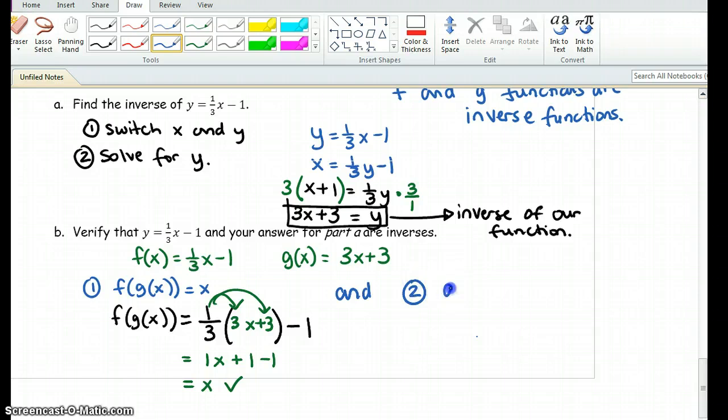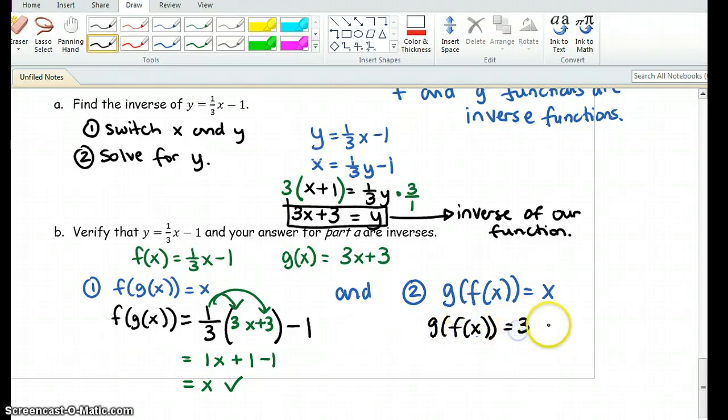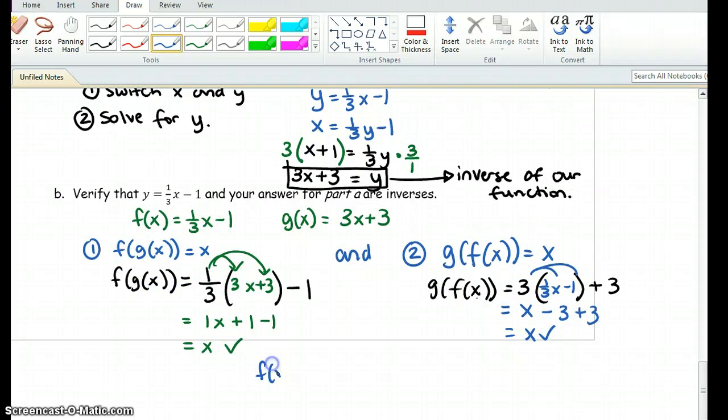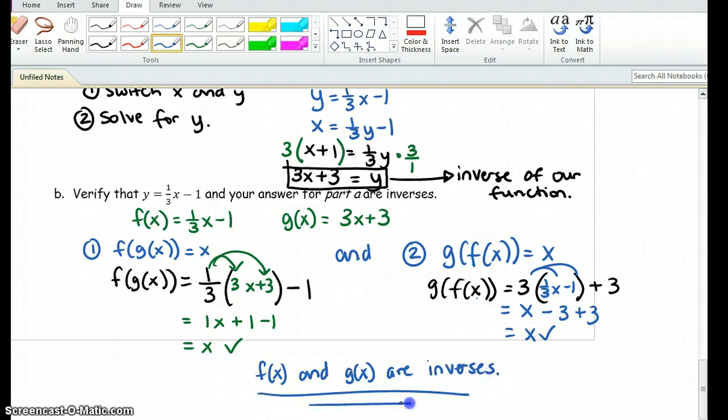We need to prove the second part, which is g of f of x has to equal x. So I'm going to write g of f of x and start with the g function, because that's the first one I see. So 3, instead of writing x, open parentheses, plus 3. And inside those parentheses will come 1/3 x minus 1. Let's simplify that. Distribute. We get x minus 3 plus 3, which equals x. Therefore, we can say that f of x and g of x are inverses. And we actually verified that using the definition.